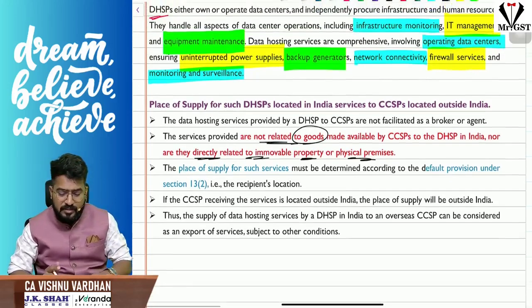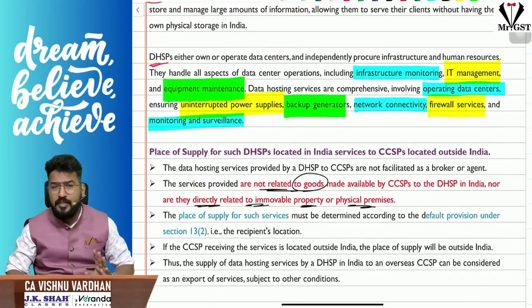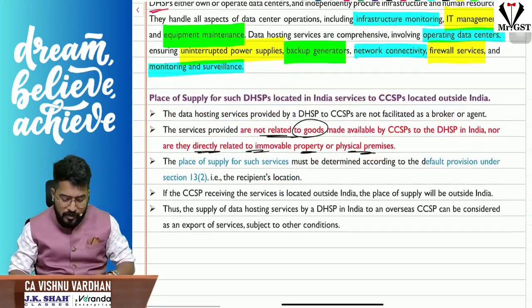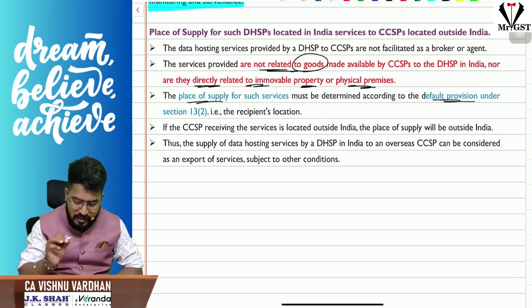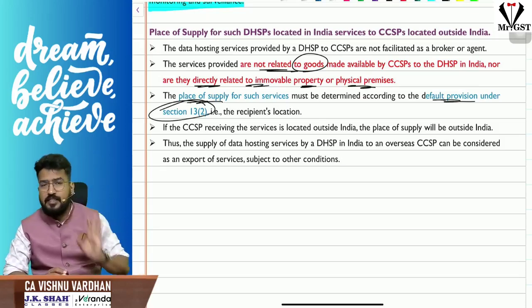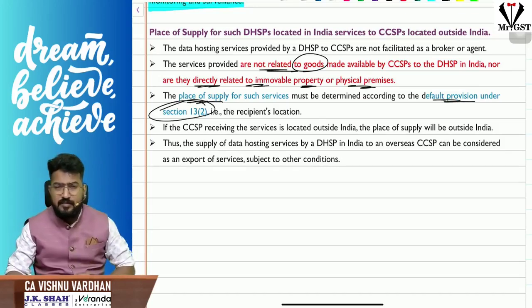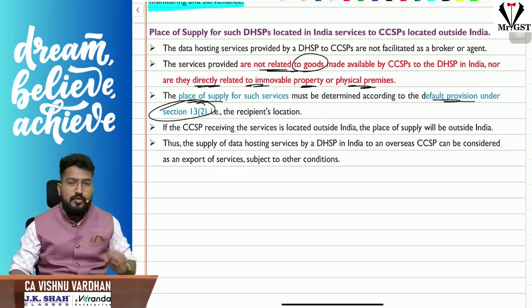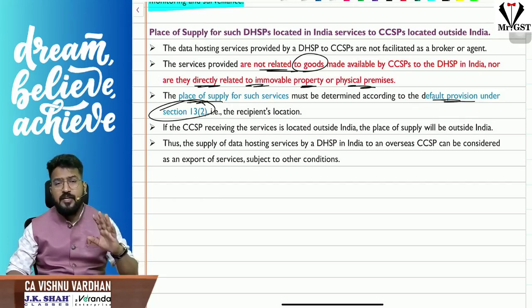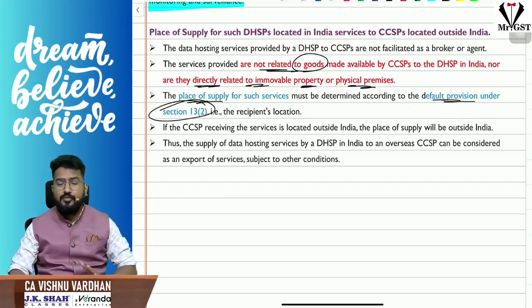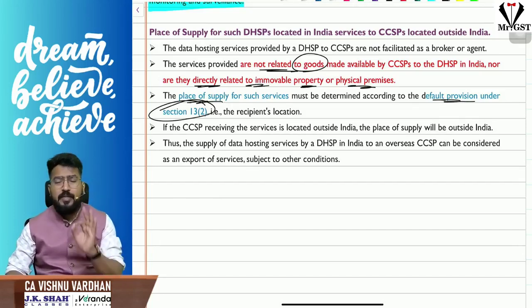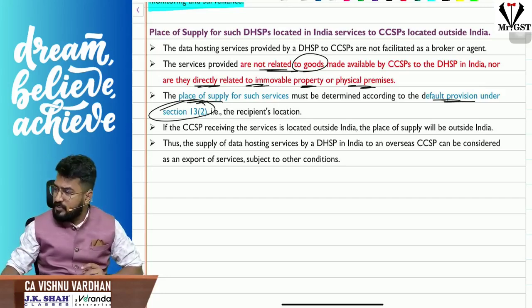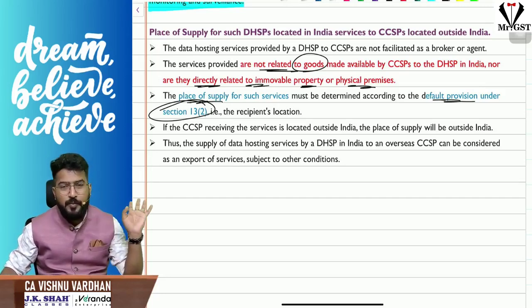As we have discussed, so many things come into the picture when they are providing these data hosting services. So the department has clarified that the place of supply will be determined as per the default provision, that is the general rule, section 13 subsection 2. Don't go with 13 subsection 3 or 4 or anything else, come to the general rule, because it is not just something related to goods which are physically made available, or directly related to immovable property, but it is way beyond all that. So the place of supply will be determined as per the general rule, section 13 subsection 2. Hope it is clear for you.